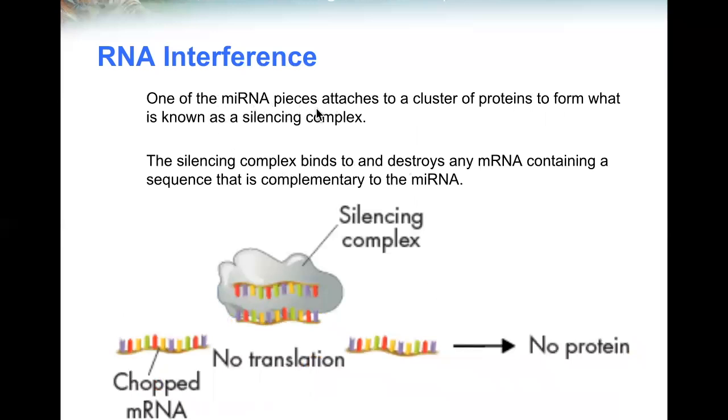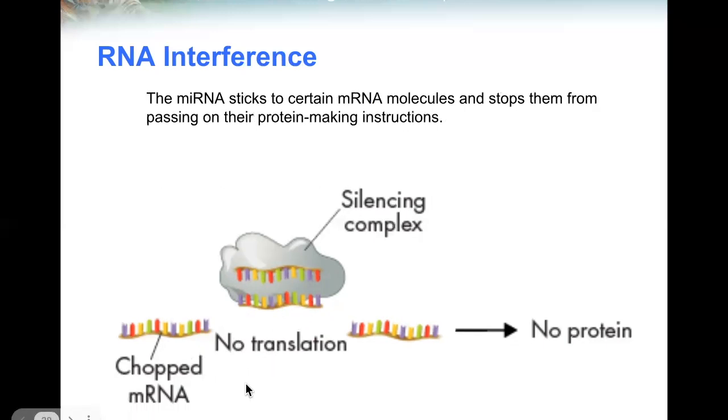One of the miRNA pieces attaches to a cluster of proteins to form what is known as a silencing complex. The silencing complex binds to and destroys any mRNA containing a sequence that is complementary to miRNA. So the silencing complex will not allow translation of this portion that matches the miRNA. The miRNA sticks to a certain mRNA molecule and stops them from passing on their protein making instructions. So this will stop and no protein is produced.